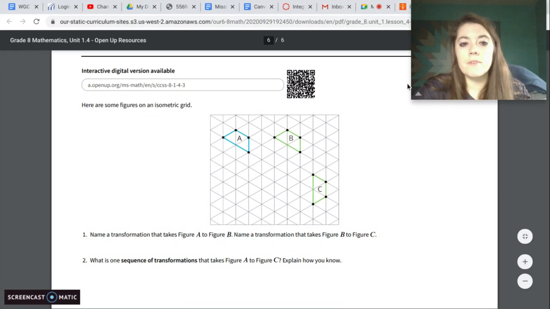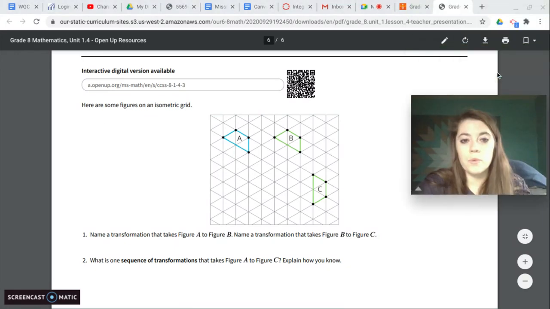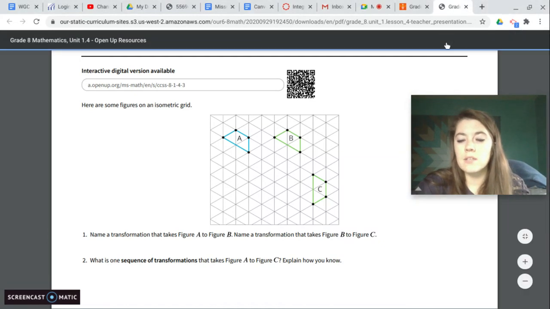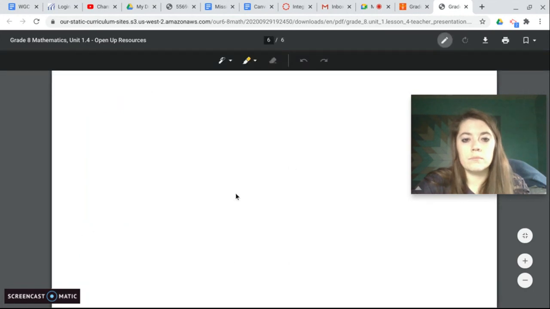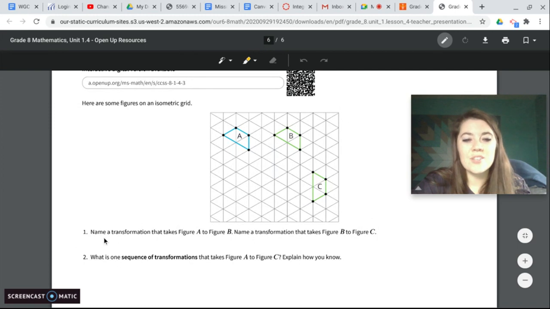Here we have some figures on an isometric grid. So remember, isometric is where we've got all the little triangles instead of having the usual squares that we're used to having. Okay, so we want to name a transformation that takes figure A to figure B, then name the transformation that takes figure B to figure C.